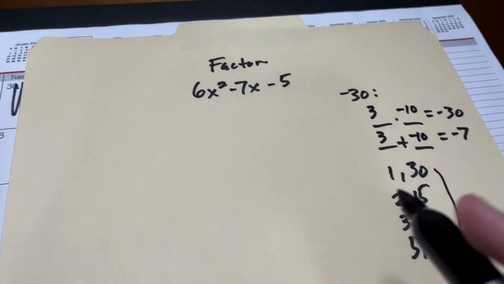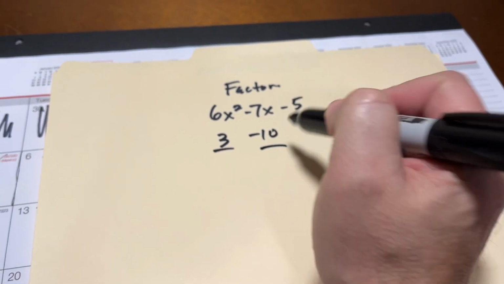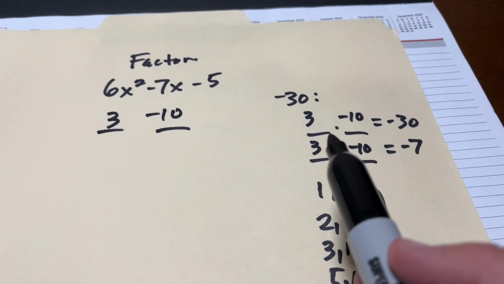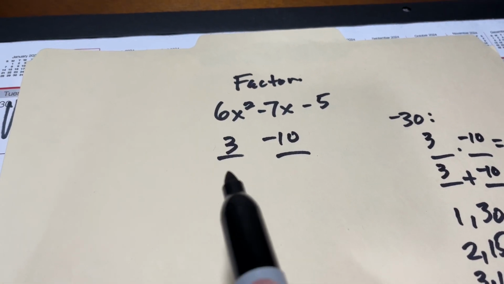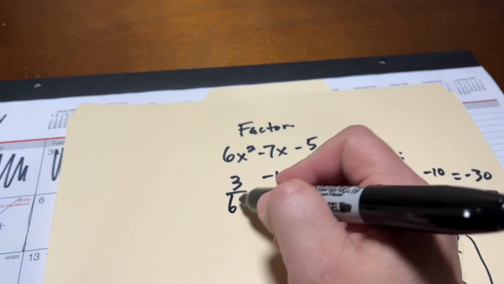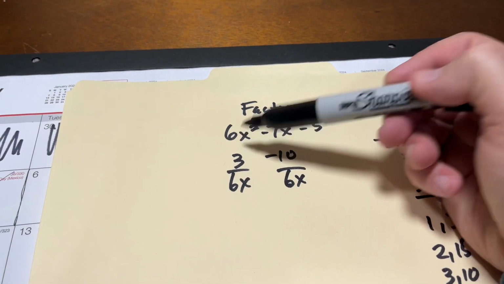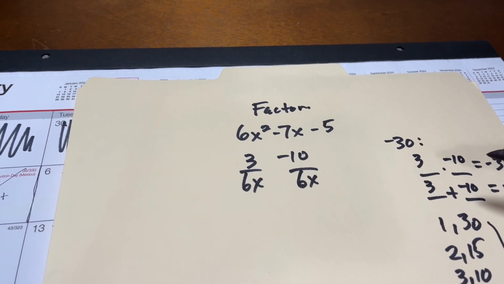So what I do is I come over here and I write 3 and negative 10, and I make a fraction bar there. So I'm using the numbers that I had over here, 3 and negative 10. I'm going to use those over here, so 3 and negative 10. Now underneath here, I write a 6x. That 6x comes because this first term is 6x squared, so I'm going to write 6x underneath there.